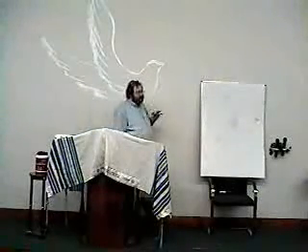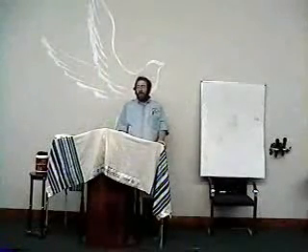False cause. This is when you assume that one thing follows another because it follows chronologically, that there's a cause and effect that may or may not be there. False cause is when you assume that because one thing happens after another thing, it happened as a result of the other thing, that there's a cause and effect relationship that may not actually exist. Correlation does not necessarily imply causation.